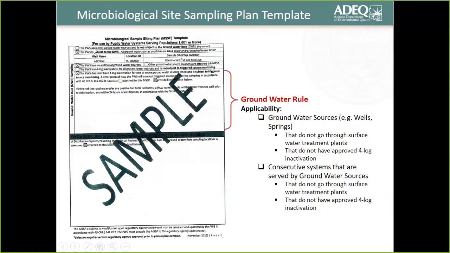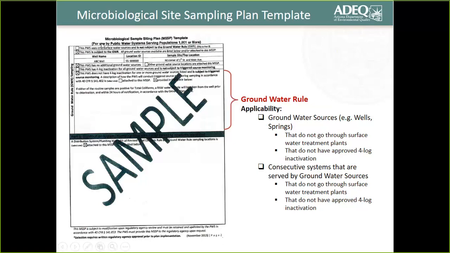So first, it just asks if you use surface water or groundwater, and if you're subject to the groundwater rule. So if you only use surface water sources, you're not subject to the groundwater rule, so you just click on that. If you are subject to the groundwater rule and are using groundwater sources, you just list all your groundwater sources under here. If you need more space, you can list them down here. And then it asks if you have 4-log. The groundwater rule only applies to groundwater sources that do not go through surface water treatment plants or that do not have approved 4-log inactivation. So if you don't meet that, it means you're subject to the groundwater rule.